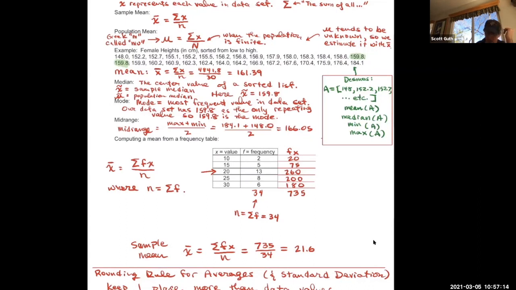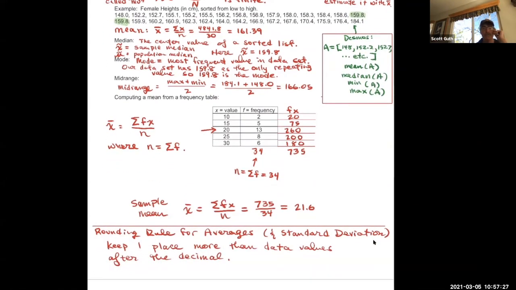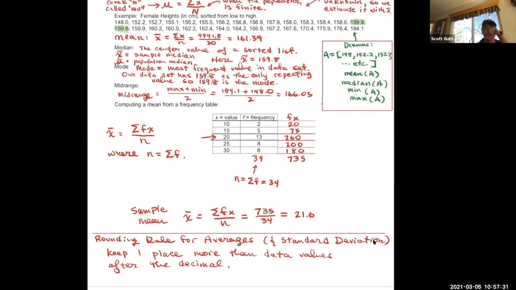The only exception would be the median. I don't have a rounding rule when you're not rounding. So the 159.8 is a non-rounded value, so I don't have a problem just recording 159.8 on that. There was no rounding there. If you're rounding, then you should have one more place after the decimal than you started with. Any questions about that?